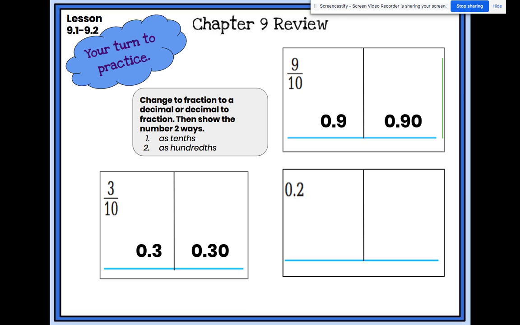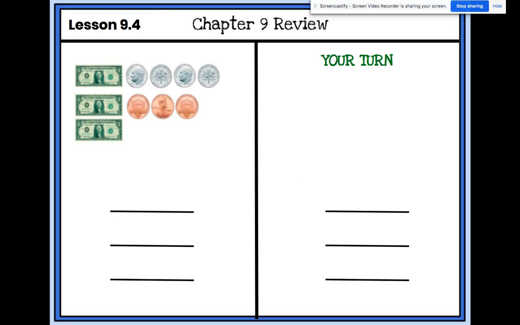For the decimal, 2/10 as a fraction, it would look like this. And then as a fraction in hundredths, you add that 0 to the 2 and to the 10, and you end up with the fraction 20 hundredths. Good job. All right, let's move along.